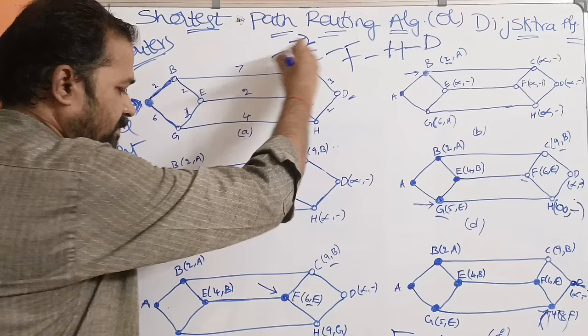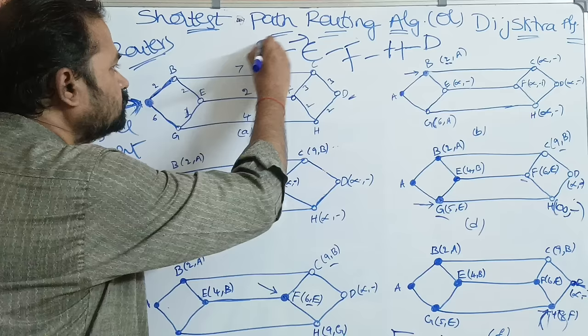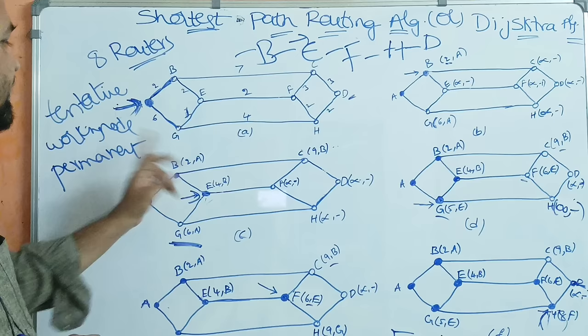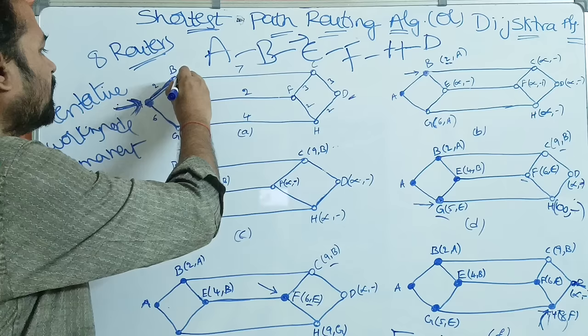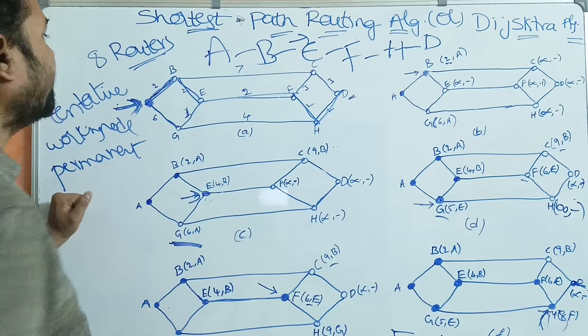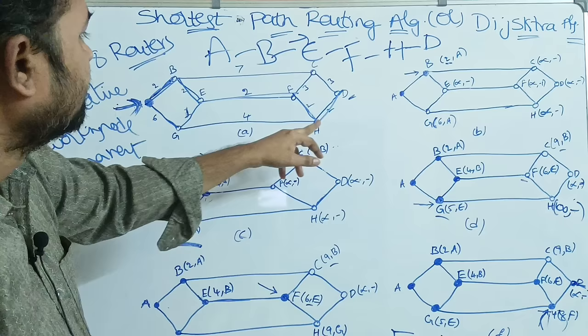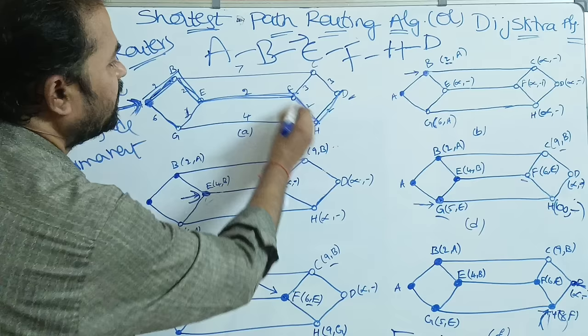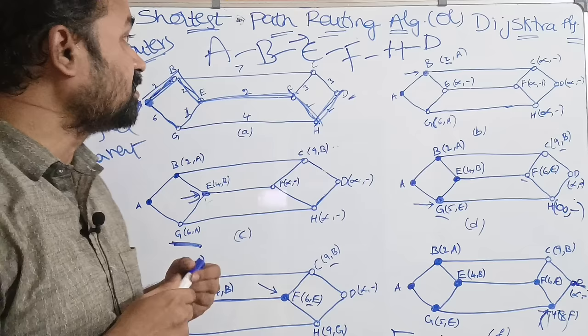Next E. We are traversing to E from which router? B. Next we are traversing to B from which node? A. So this is the shortest path. A to B, next B to E, next E to F, F to H, H to D. So what is the cost here? 2 plus 2 plus 2 plus 2 plus 2 plus 2. This is the cost here. A to B, B to E, E to F, F to H, H to D. So this is the shortest path. So this is about shortest path routing algorithm or Dijkstra routing algorithm.